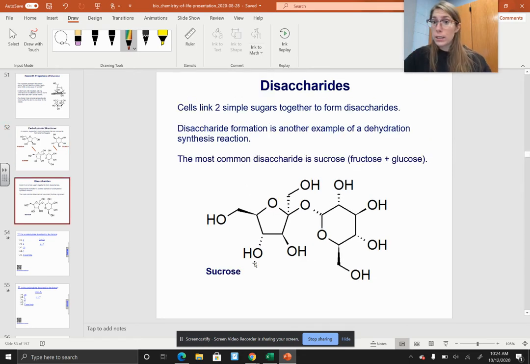So monosaccharides to disaccharides. Now, a disaccharide links two simple sugars together. Di meaning two, disaccharide, two sugars. It's another example of a dehydration synthesis reaction. Each of those monosaccharides would lose a water molecule between the two of them, thus bonding together, forming this disaccharide. The most common disaccharide is sucrose. That's table sugar. That's glucose and fructose bonded together.